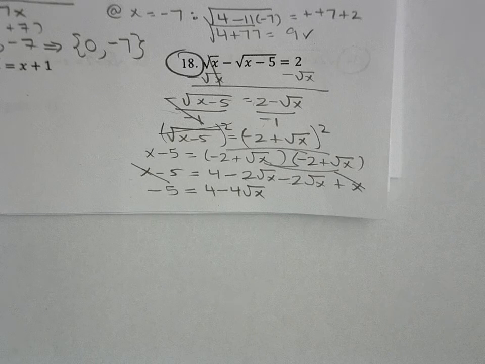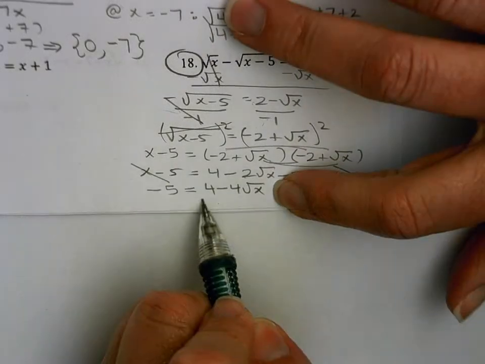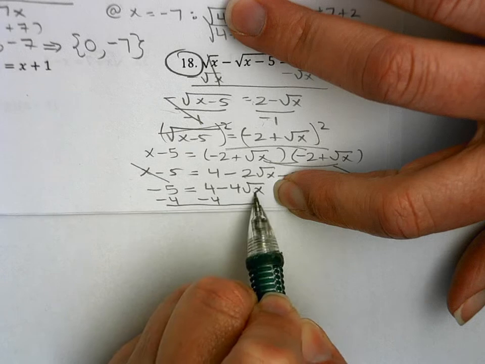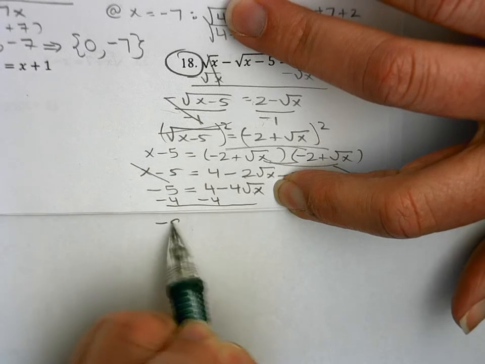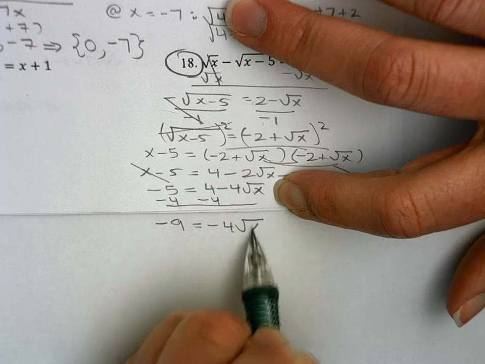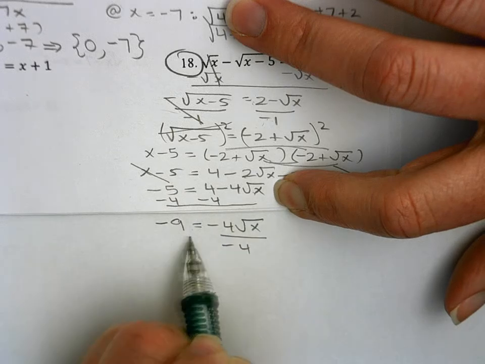So I want to isolate the square root. So I'm going to subtract 4 from both sides. So now I'm trying to get that square root by itself. So that gives me negative 9. That cancels. And then divide both sides by negative 4.